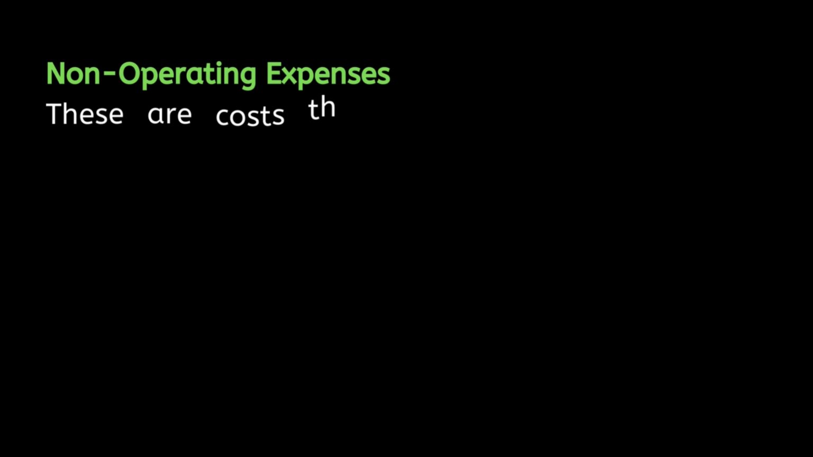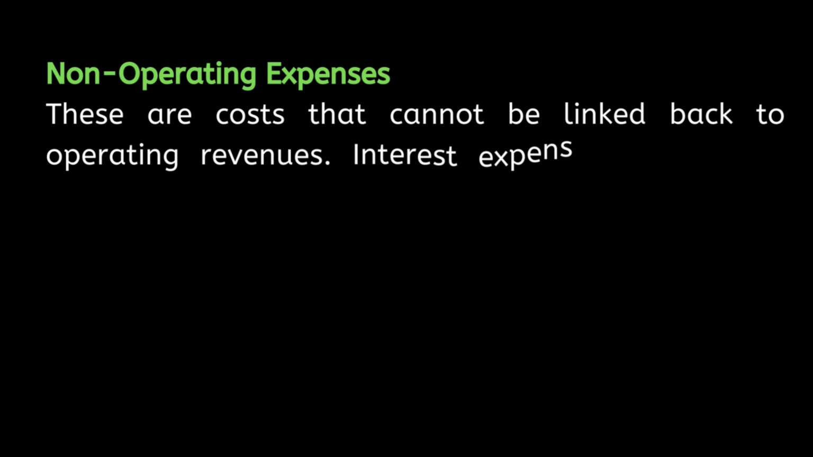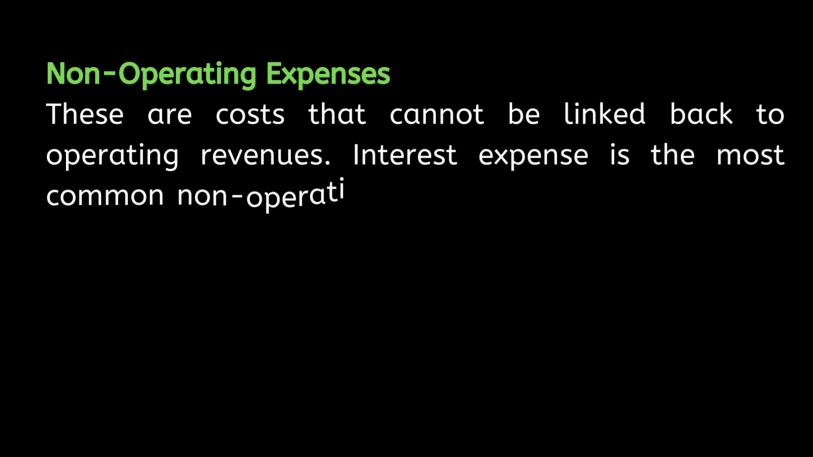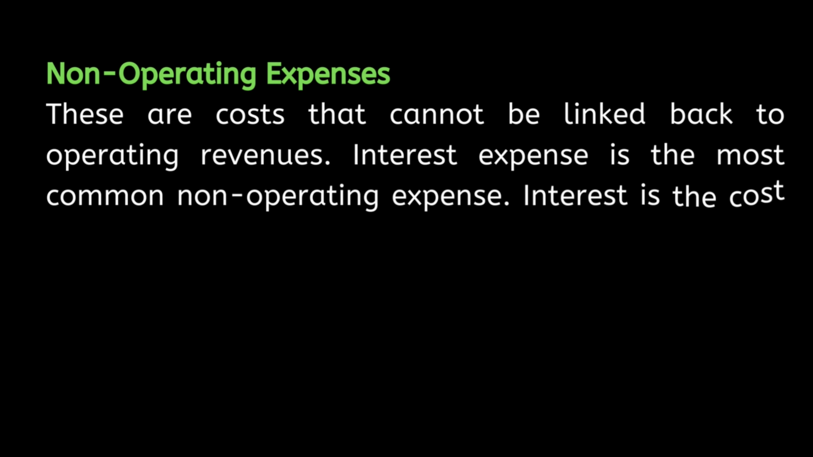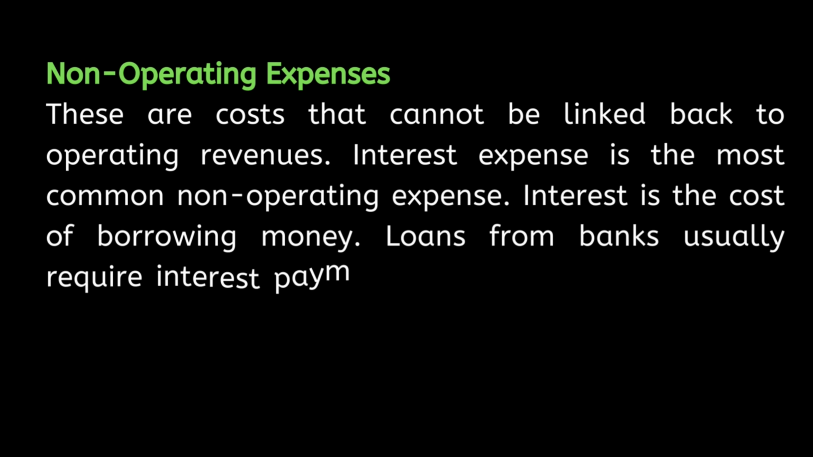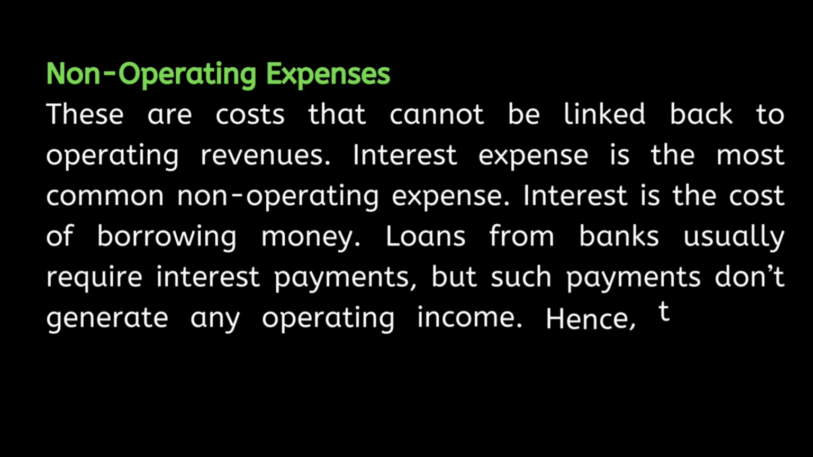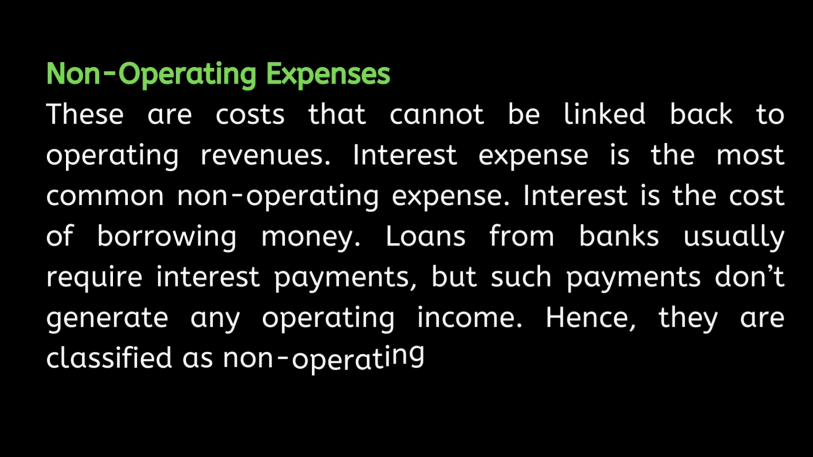Non-operating expenses are costs that cannot be linked back to operating revenues. Interest expense is the most common non-operating expense. Interest is the cost of borrowing money. Loans from banks usually require interest payments, but such payments don't generate any operating income. Hence, they are classified as non-operating expenses.